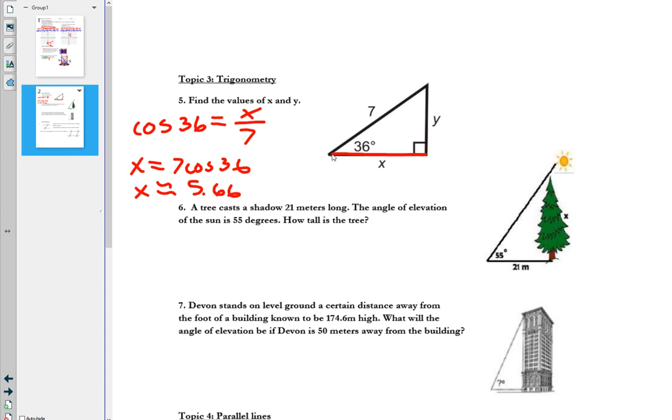And then how can we find y? Sine of 36 is equal to y over 7. Even though it's a different trig function, I'm still missing the side on the top of the ratio. So y is equal to 7 sine 36, you multiply. So y is approximately equal to 4 point.